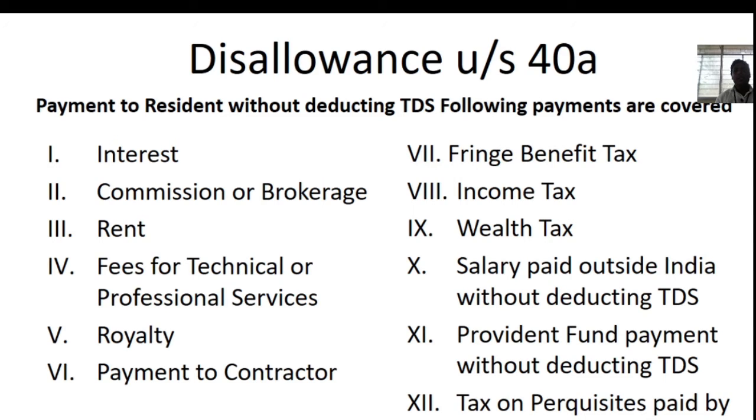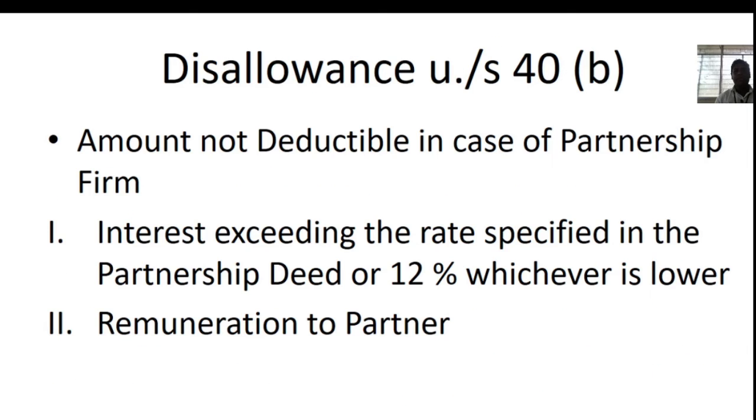Disallowed expenses under section 40A are payments to a resident without deducting TDS. The following payments are covered: interest, commission or brokerage, rent, fees for technical or professional services, royalty, payment to contractor, fringe benefit tax, income tax, wealth tax, salary paid outside India without deducting TDS, provident fund payment without deducting TDS, and tax on perquisites paid by the employer.